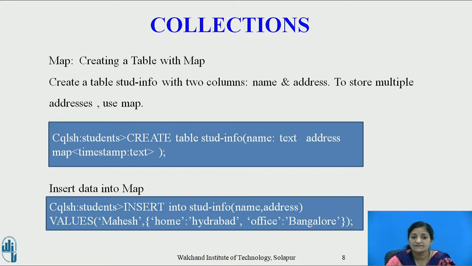Now let's see how to insert data into map. So insert into student info, name and address, values Mahesh, and address. Since it is declared to be of type map, it stores the data in the form of key value pairs. So key here is home, value is Hyderabad, and one more key is office, and its value is Bangalore. So we are storing two addresses for a student named Mahesh.